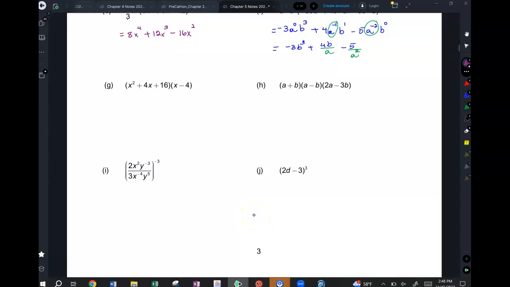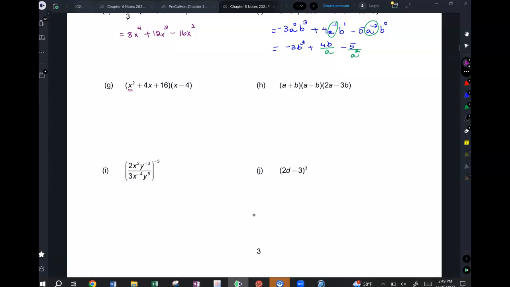So here, we're gonna distribute this, okay? There are several ways to do this. You can either distribute this x minus 4 into this, or this into that. It really doesn't matter. So why don't we do this?